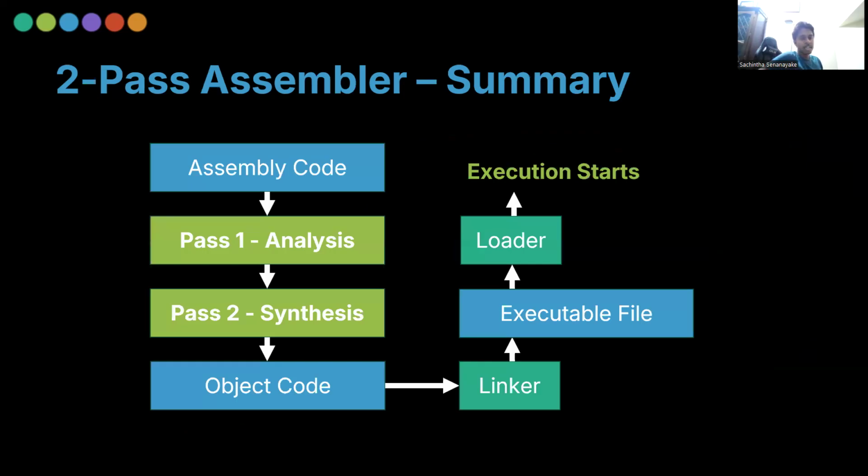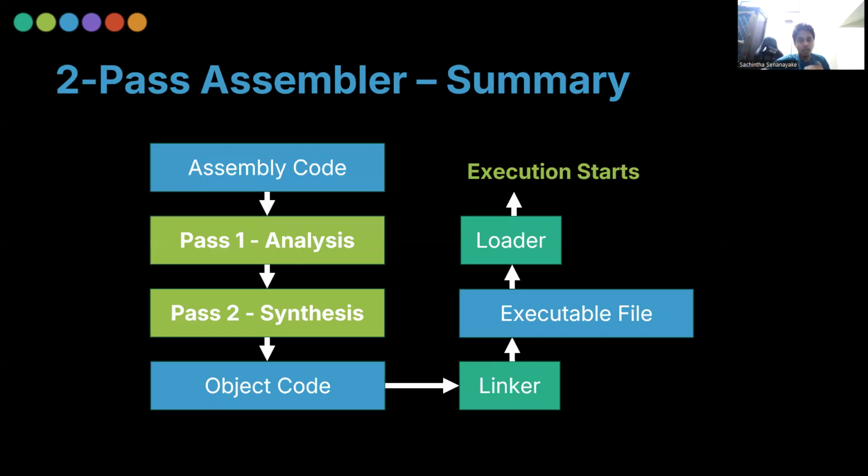So in final statement, guys, the 2-pass assembly process starts off with assembly code, followed by pass 1 analysis, which creates the symbol table and the so-called fully broken down or analyzed assembly code mnemonics in RAM, which is then synthesized to make sure that they are converted to binary, making sure that any symbols and labels are resolved. And what you end up with is object code.